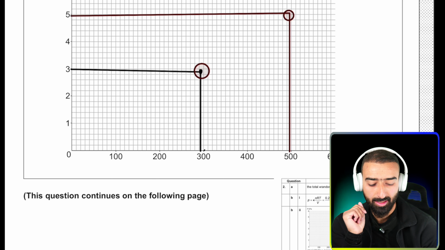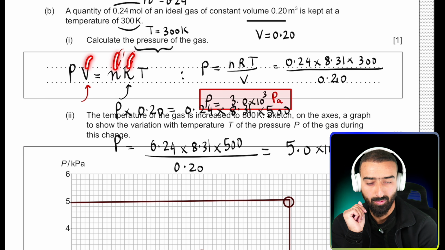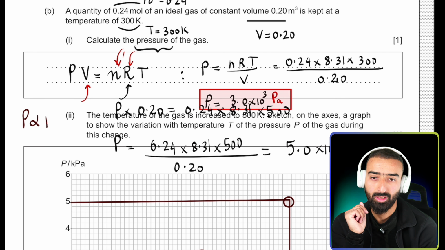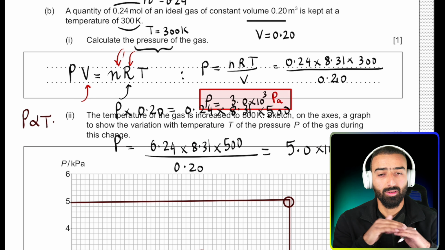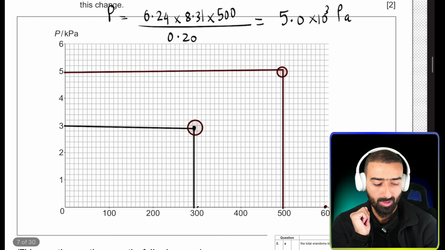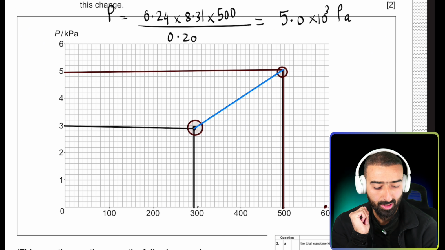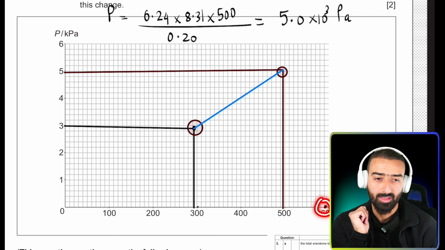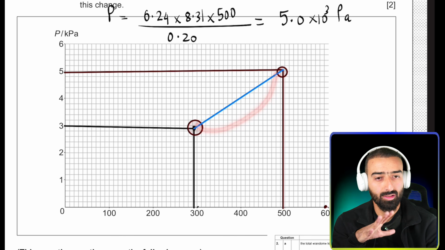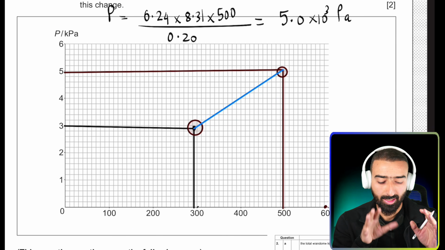We also know that in this equation, n is a constant, R is a constant, V is a constant. That means P is directly proportional to T. This means that the graph between P and T must be a straight line. That means we just have to connect these two points, because the relationship between pressure and temperature is a straight line. Alright? It could not be something like this, because that's not a direct relationship. And that solves this part of the problem. Let's move on to the next one.